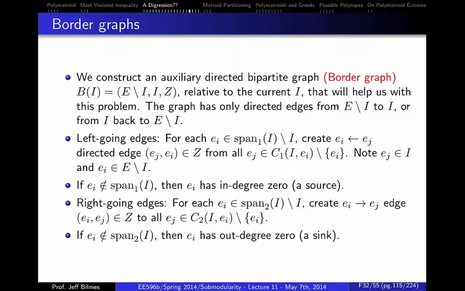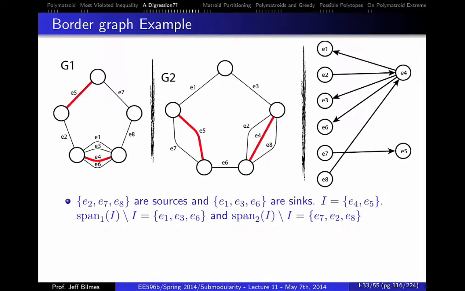So I've got a picture that shows this. Here's the picture of what's going on. Here are the two graphic matroids that we saw, G1 and G2, and here, for the current independent set, E4 and E5, which are edges in red. Here's the border graph. In the border graph, E2, E7, and E8 are sources, which are these guys. And E1, E3, E6 are sinks.